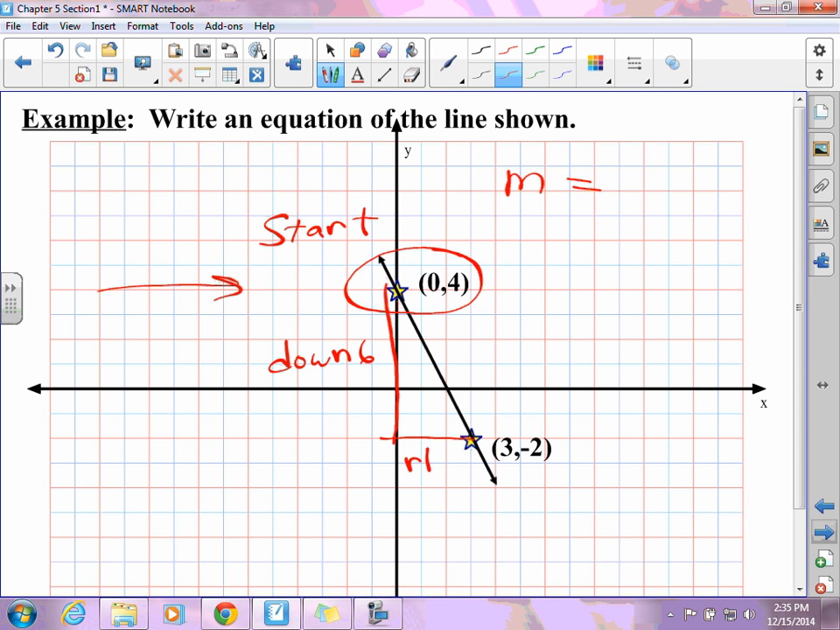So it's the rise over run. Since I moved down, I'm going to go -6, and I moved right 3. And I'm going to reduce it as -2. So that is my slope, and we've done that before. Now I need to find my b.